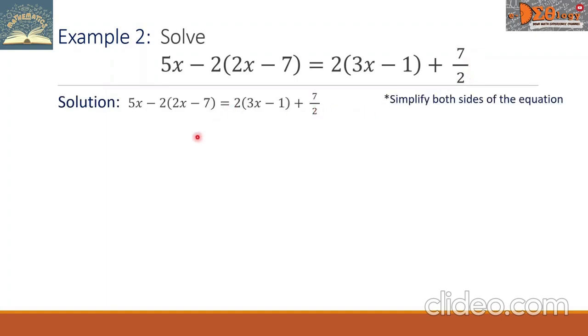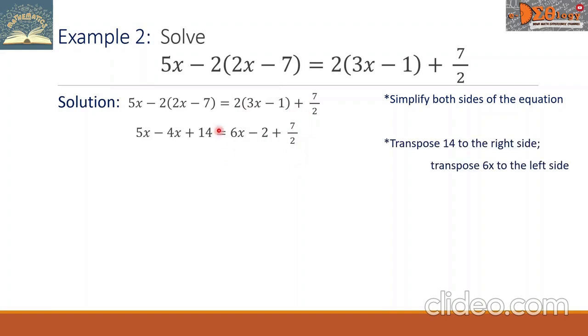In this case, let us simplify both sides of the equation. We multiply this negative 2 to 2x minus 7, so it becomes negative 4x plus 14. We copy 5x down here equals 2 multiplied to 3x minus 1, so we have 6x minus 2. Then we copy plus 7 over 2.